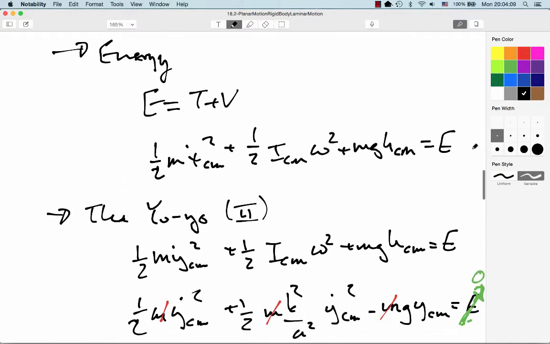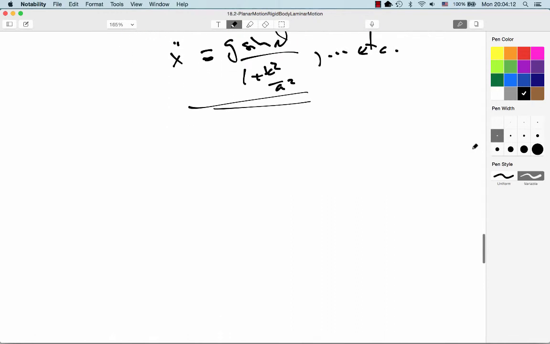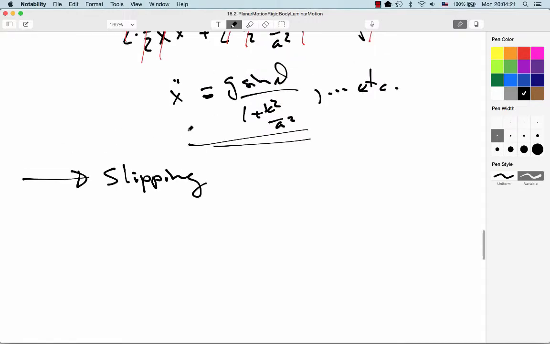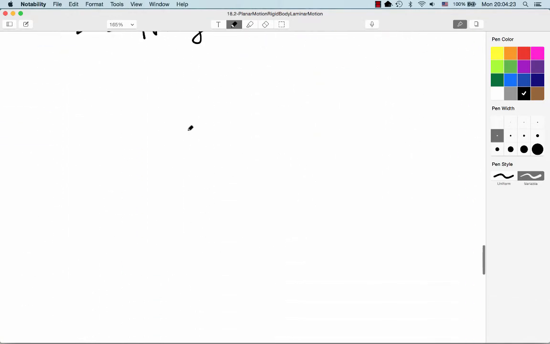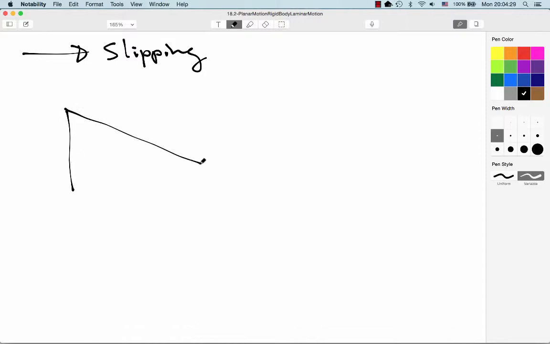Alright, so I think we have pushed rolling without slipping as far as we possibly can. So now let's look at the case where we are slipping. Let's go draw another inclined plane just so we can visualize a bit. So, again, there's my inclined plane. There's my thing rolling down it. Force of gravity. Normal force. Force due to the inclined plane.